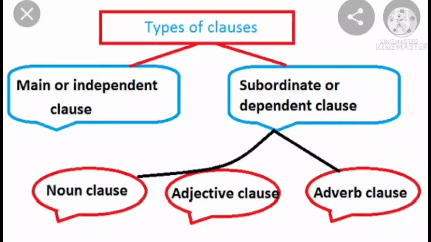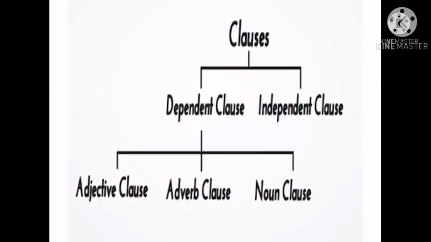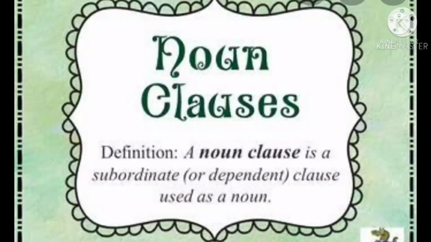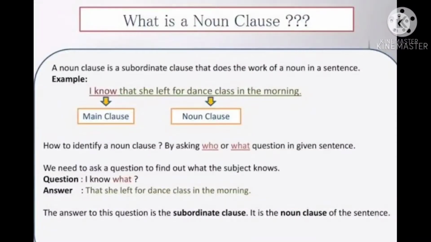The subordinate clause is divided into noun clause, adjective clause and adverb clause. Let's look at each of them in detail. A noun clause is a subordinate clause which is used as a noun. Now let's look at the sentence, I know that she left for dance class in the morning. Your main clause is I know. It makes perfect sense. That she left for dance class in the morning is your noun clause and it is your subordinate clause.